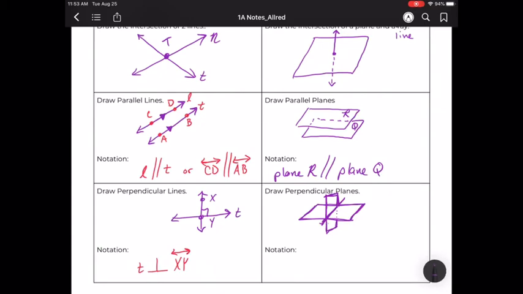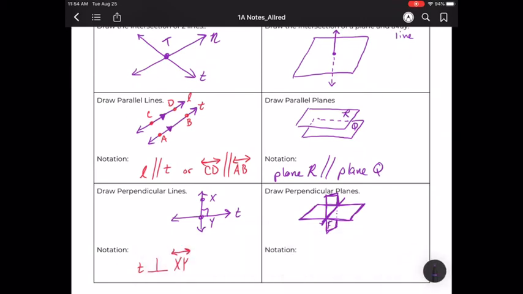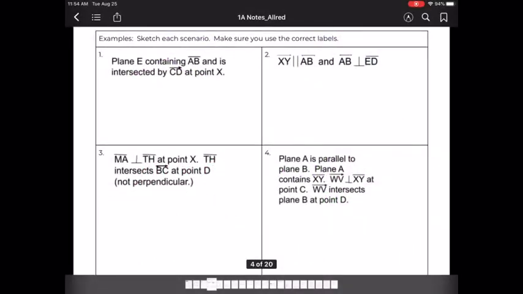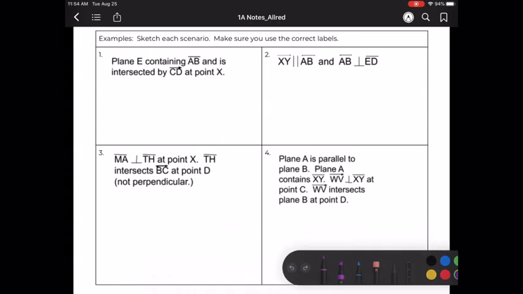And again, if I called one of them plane T, let's call that plane T, and plane R, I would say plane T is perpendicular to plane R. All right, as we go through this, I'm going to give you some other examples of how to draw from some given statements.